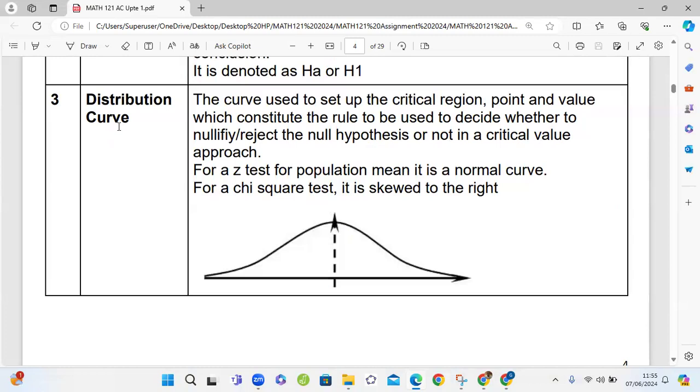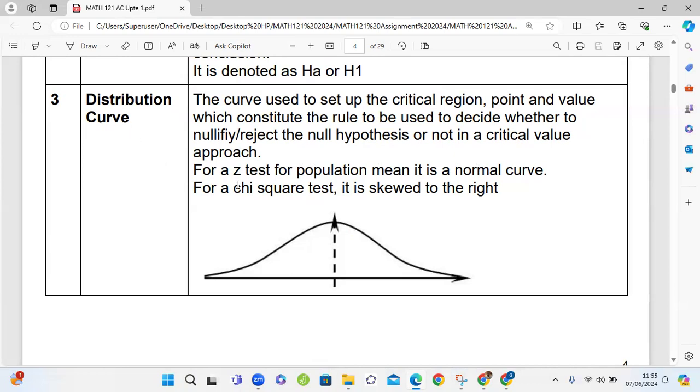Third, you have to know what the distribution curve is. It is the curve used to set up the critical region or point and value, which constitute the rule to be used to decide whether to nullify or reject the null hypothesis or not in a critical value approach. So you have what you call a critical value approach, which will be making use of the distribution curve.